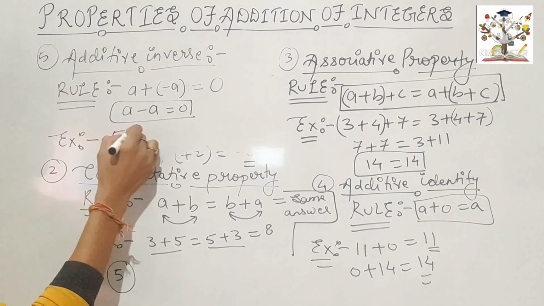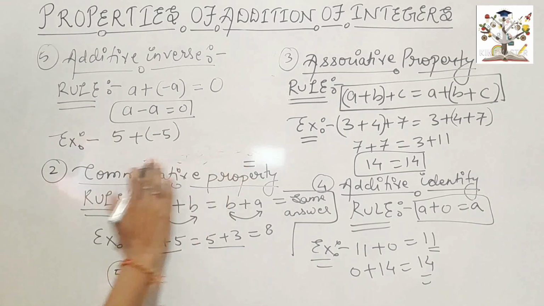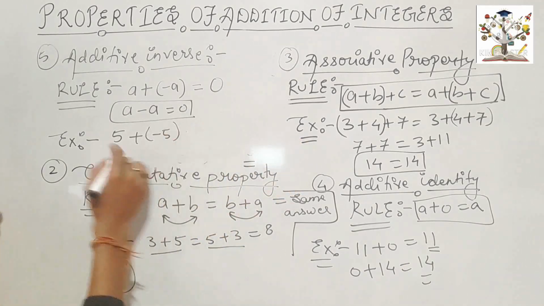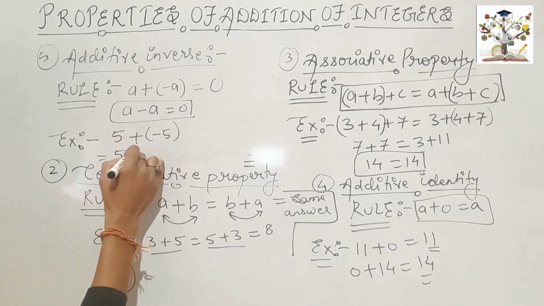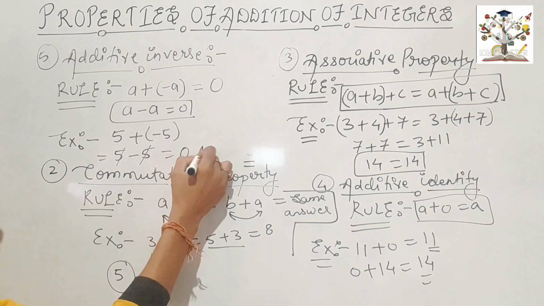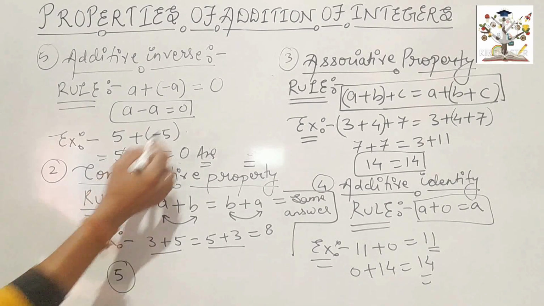Let's take an example. Here I'm writing 5. Then I'm adding minus 5. 5 plus minus 5 means both of them will cancel out. The answer will be 0. So additive inverse says that if any integer is added to the opposite sign of the same integer, then both of them will cancel out and the answer will be 0.